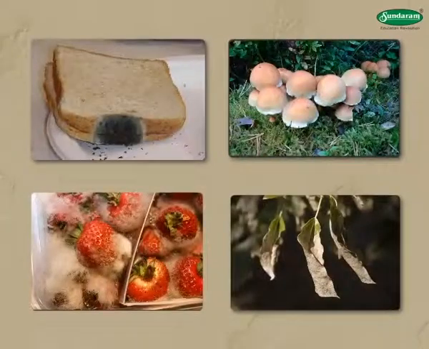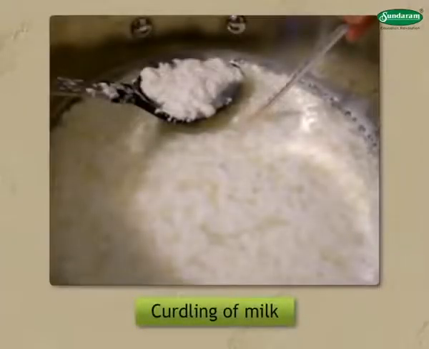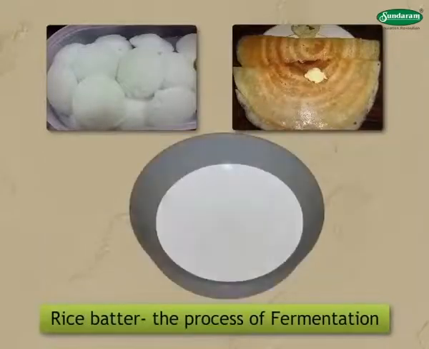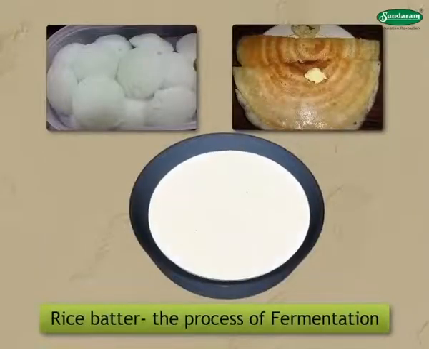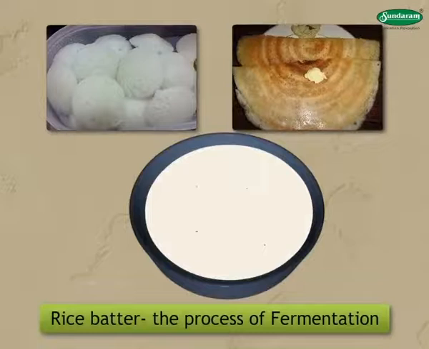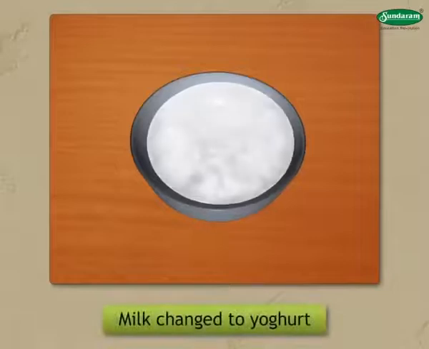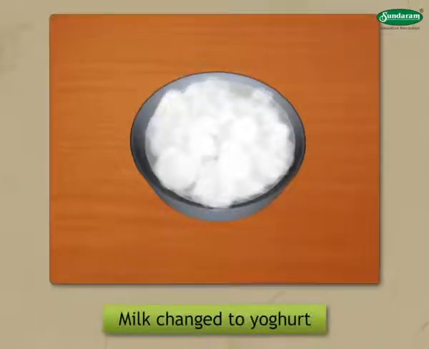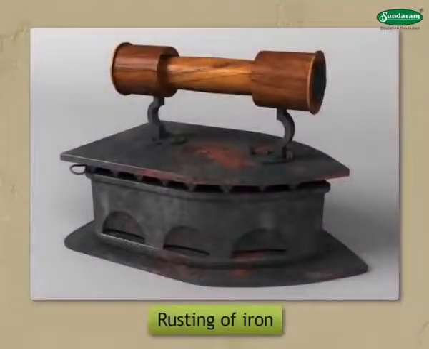Let us look at some changes that take place in our surroundings every day. 1. The curdling of milk, which happens within few hours, especially during summer. 2. The rice batter, which we keep overnight for making lip-smacking idlis and dosas, becomes a bit sour during summer by the process of fermentation. 3. Milk is changed to yogurt. 4. Rusting of iron, etc.